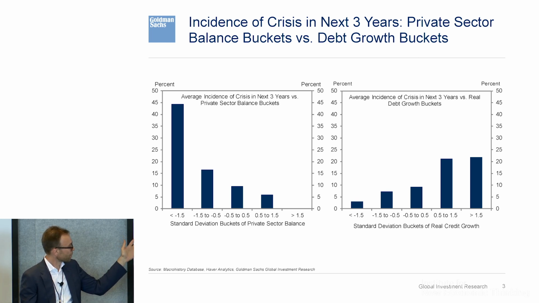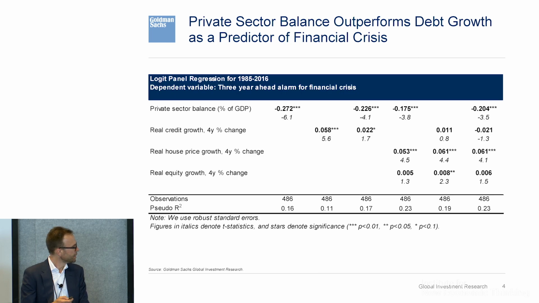The growth rate of real debt also does a decent job. Probably a little bit less impressive, especially when you're looking at very extreme observations on the excessive side. Private sector balance seems to be doing a somewhat better job than real debt growth. Of course, there are many permutations of real debt growth, but we've looked at a number of them, and in general, we've found that to work a little less well.